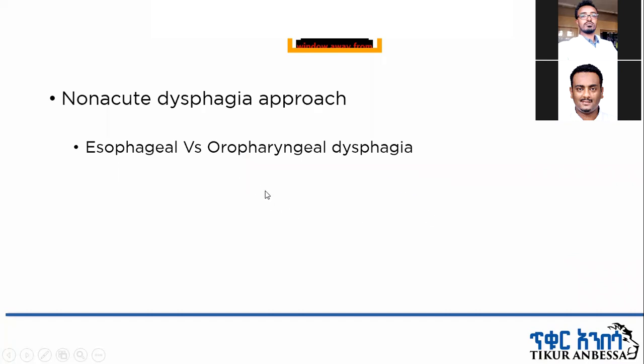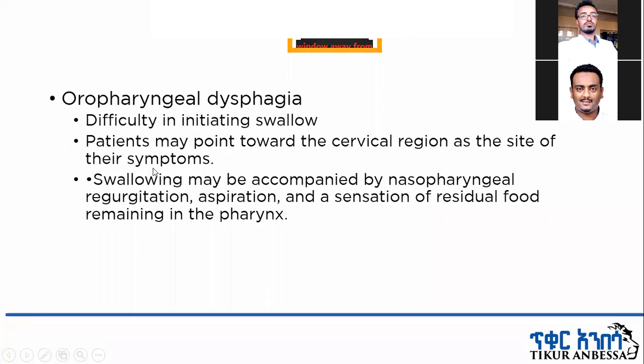Okay, so for non-acute dysphagia, which is the commonest way you might see in your clinical practice, the approach would be to see it as esophageal versus oropharyngeal dysphagia. Oropharyngeal dysphagia is a difficulty of initiating swallow. So patients here might have a problem with initiating the swallowing process, and usually point towards the cervical region as the site of their symptoms. The swallowing might be accompanied by nasopharyngeal regurgitation, aspiration, and the sensation of residual food remaining in the pharynx. Usually the patient would say that I have a problem here around my neck.